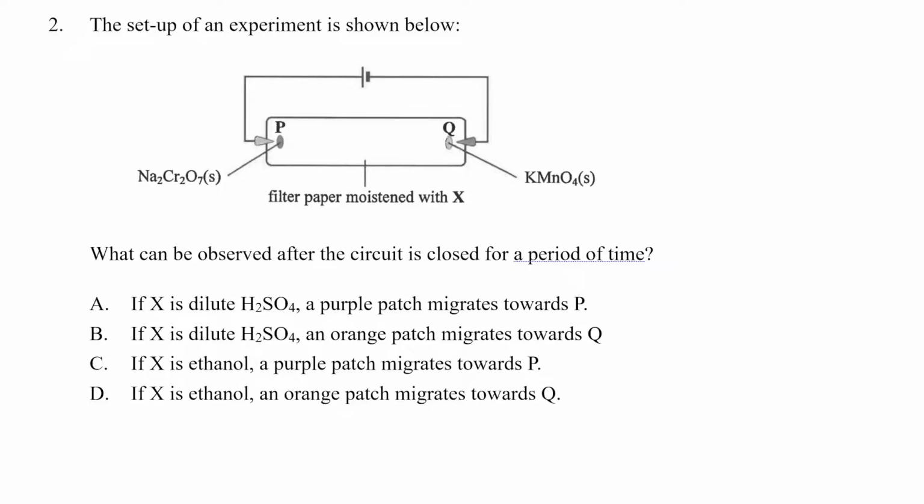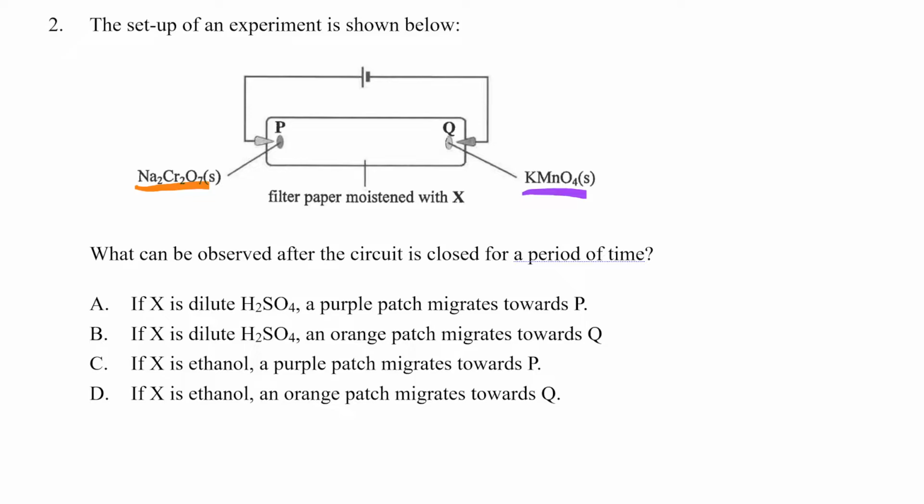2019 question 2. The setup of an experiment is shown below, and you're given the diagram. What can be observed after the circuit is closed for a period of time? Okay, so first off, on the left here we have P, which has sodium dichromate. And on the right, which is under Q, you have potassium permanganate, which is in solid form as well.